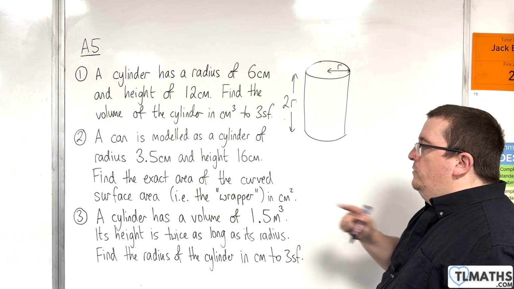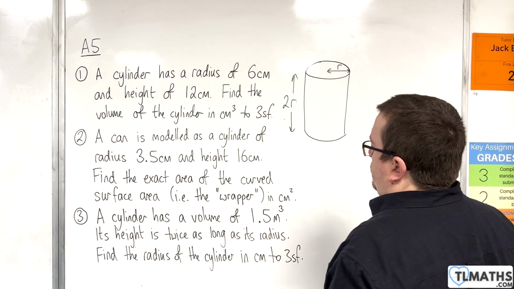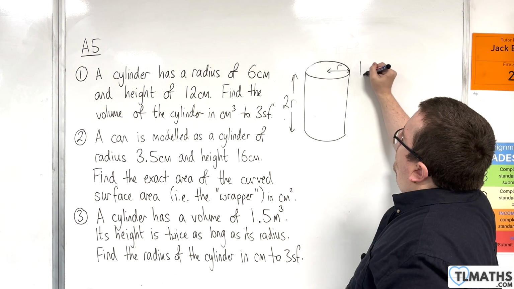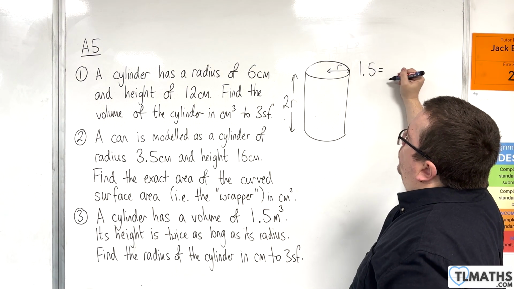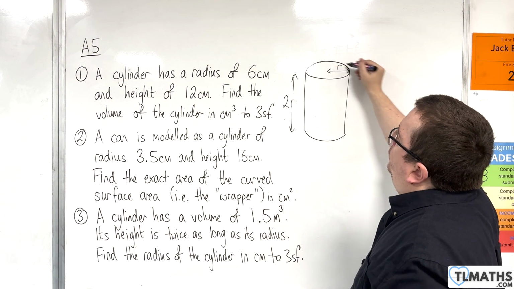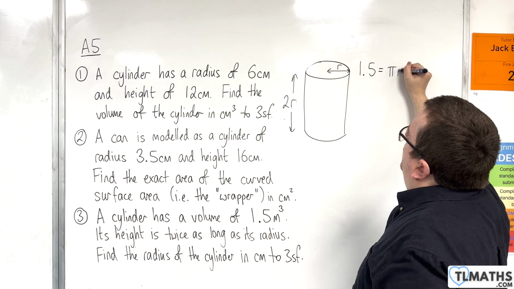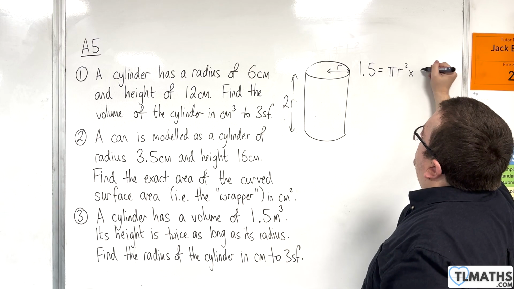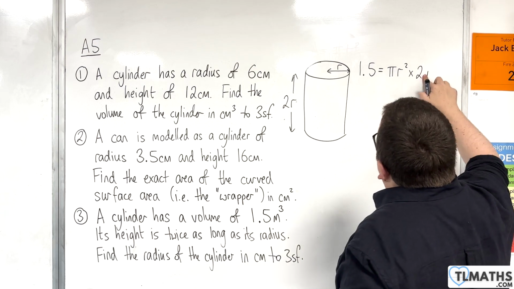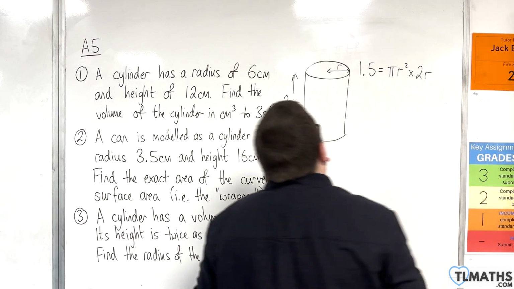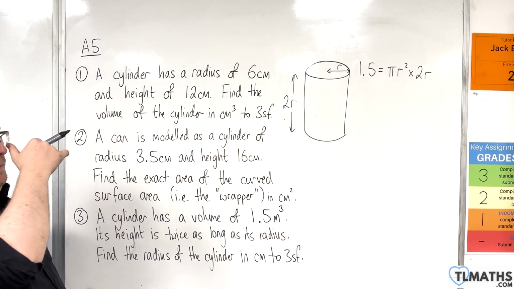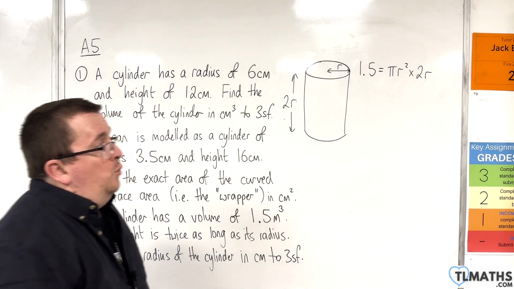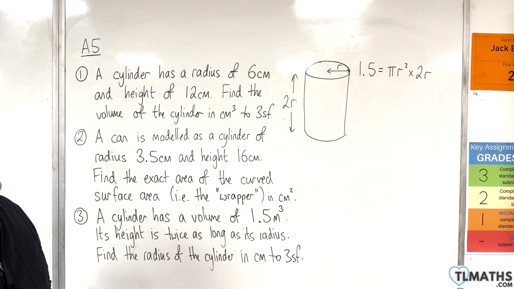We know the volume is 1.5 cubic metres. Okay, so 1.5 must be equal to pi r squared, so the area of the circle, times by the height, which is 2r. Sorry, not 2 pi, 2r. Okay, so I need to find r.